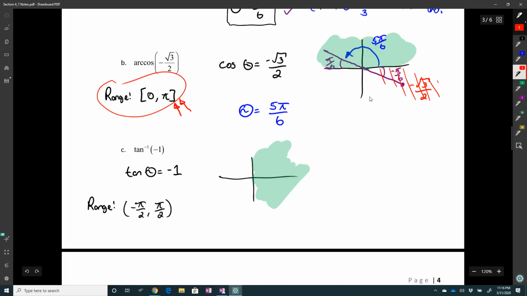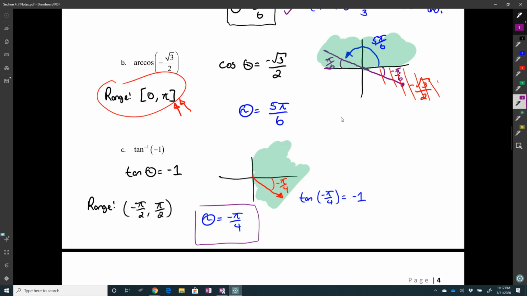So I know it has to be, since it's negative, it has to be down here. Okay, because the tangent of negative pi over 4 is equal to negative 1. So theta is negative pi over 4. And that's within the range. So I'm good to go. Again, for the one above it, cosine of 5 pi over 6 is negative square root of 3 over 2.